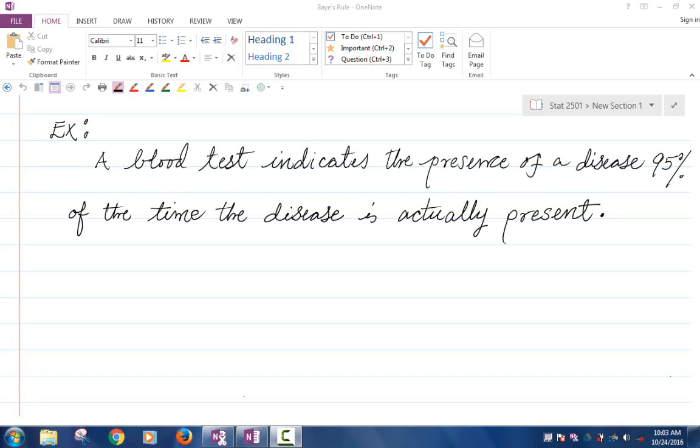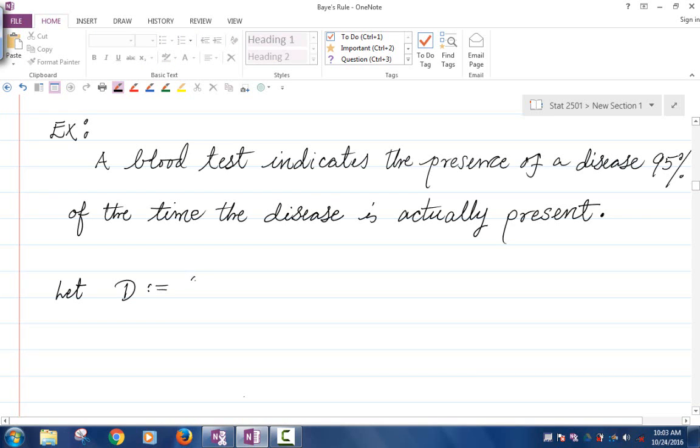Okay, so here I am going to let D denote the event that someone has the disease, and let's take P to be the event that someone tests positive.